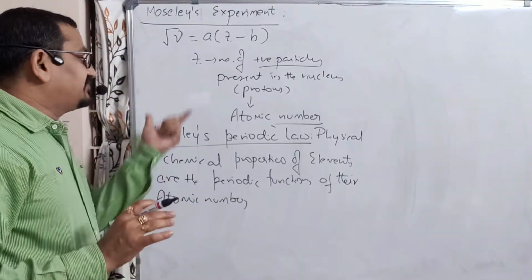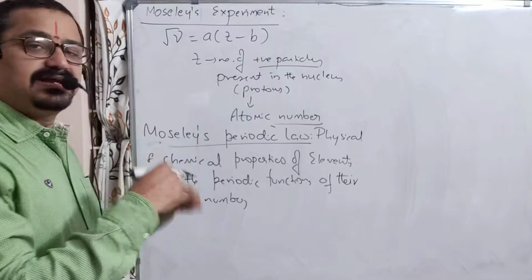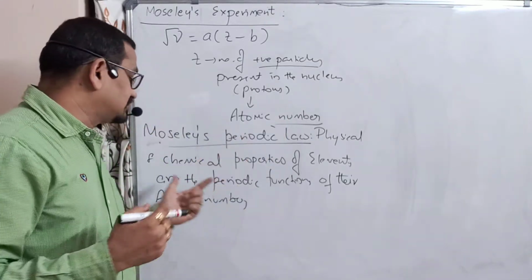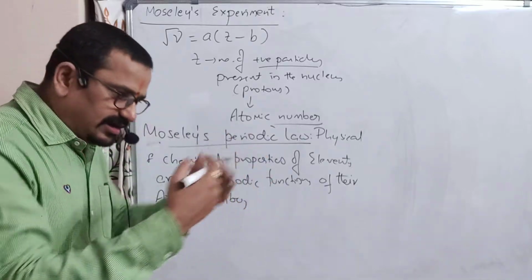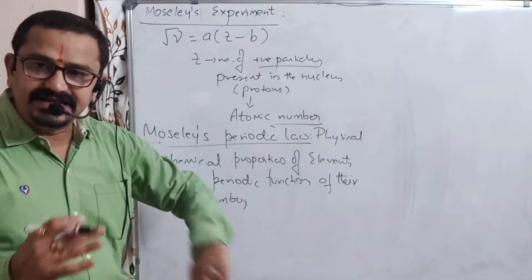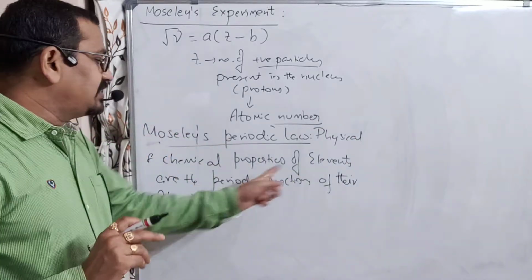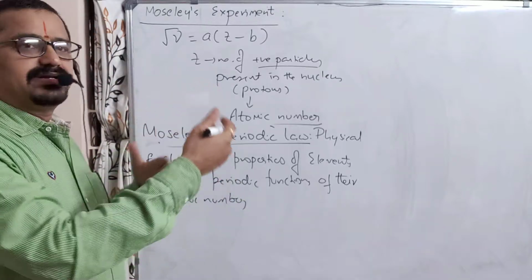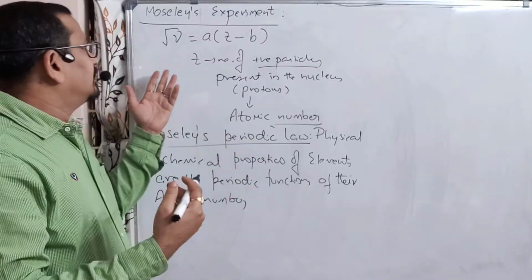In this way, with the discovery of atomic number, Moseley gave a new periodic law according to which physical and chemical properties of elements are the periodic functions. Means after a series of elements, again similar properties get repeated. So, periodic functions of their atomic numbers. Thus, Mendeleev's periodic law got a modification by Moseley.